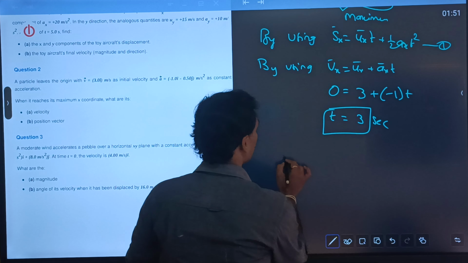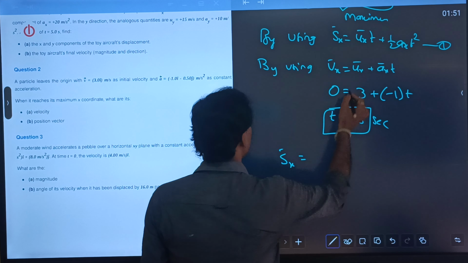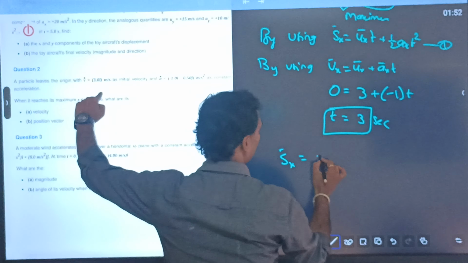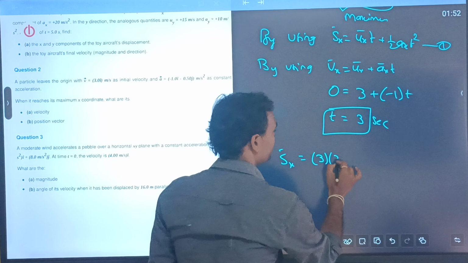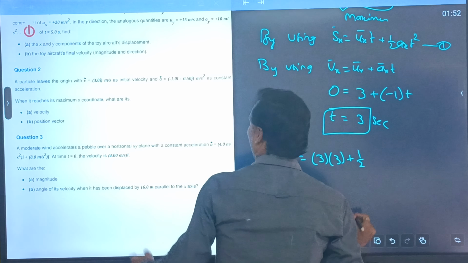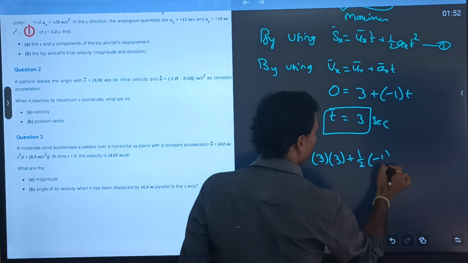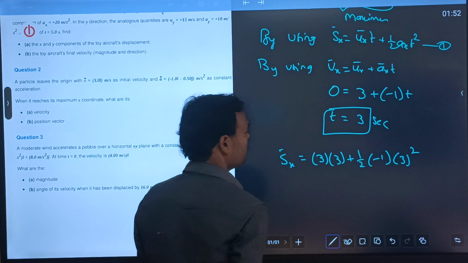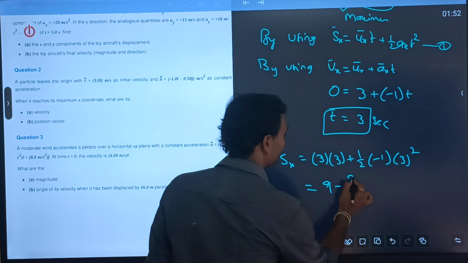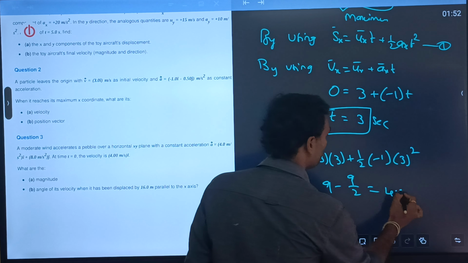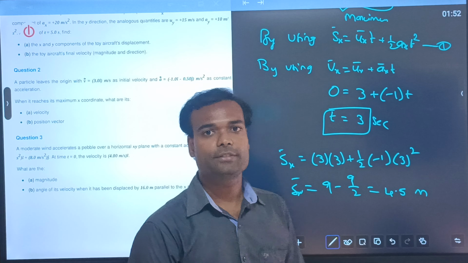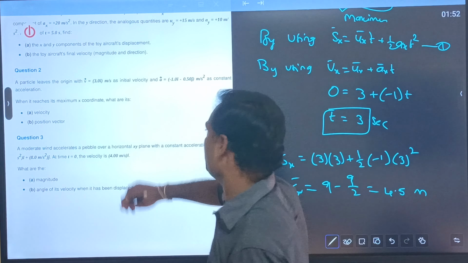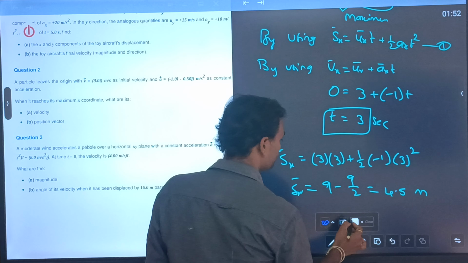Now the displacement value I can find. Sx = ux, which is 3, the initial velocity on the x-axis, times time taken 3, plus half of the acceleration, which is -1, into 3 square, which is 9 minus 9 by 2, which is 4.5 meters. This is the position vector of the object for the second question. Then let us see the third question.